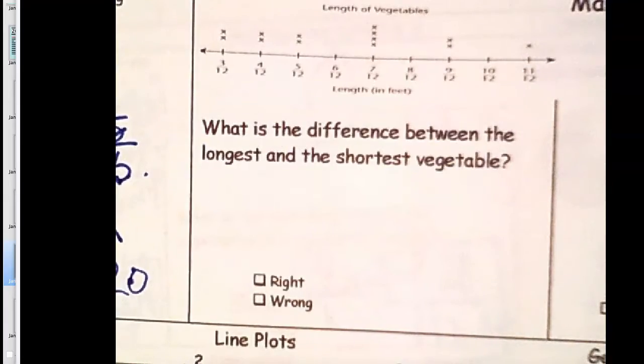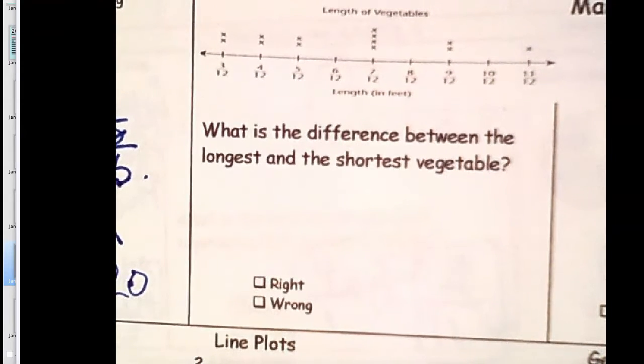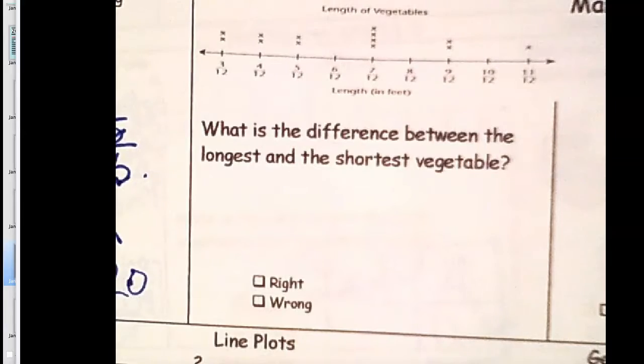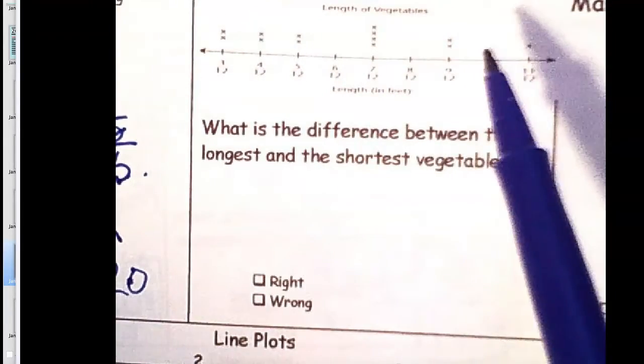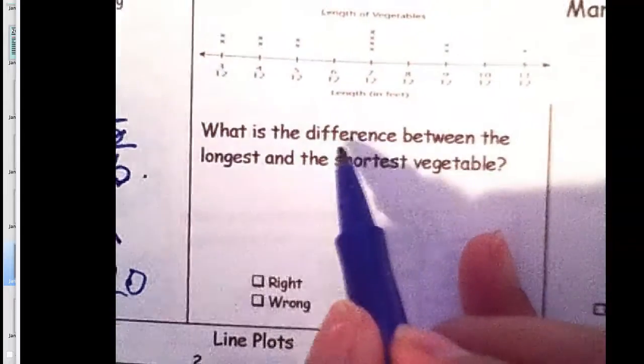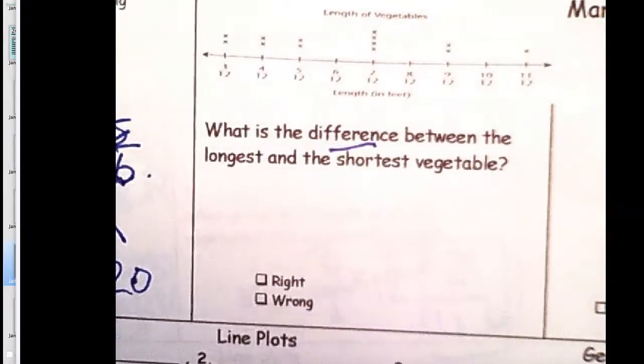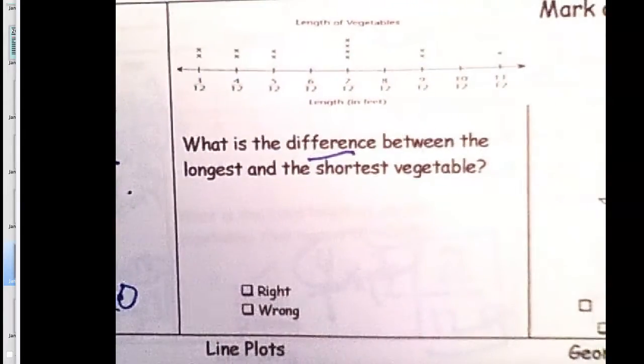Alright, so we're continuing right into our line plot question. I know that I mentioned this before, but based on our assessment, line plot is an area of need for us. So we're finding what is the difference between the longest and the shortest vegetable. I noticed that the line plot's giving me these vegetables. I'm finding the difference, which means I'm subtracting. And I'm going to start by finding the longest vegetable.